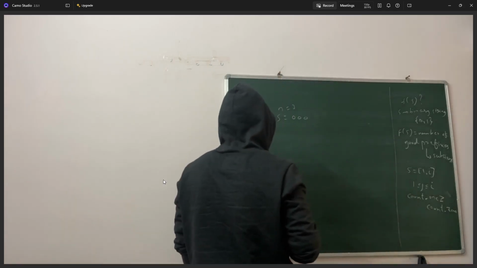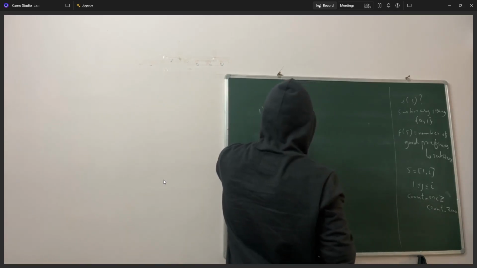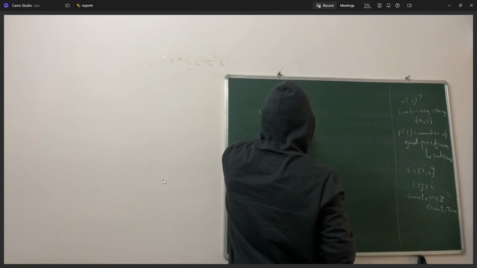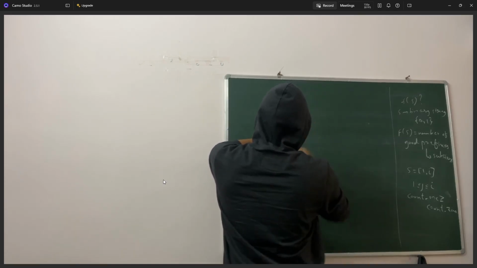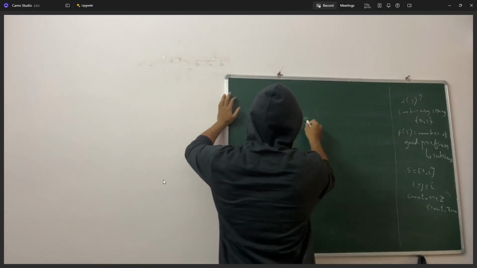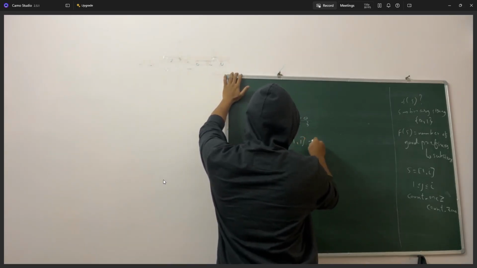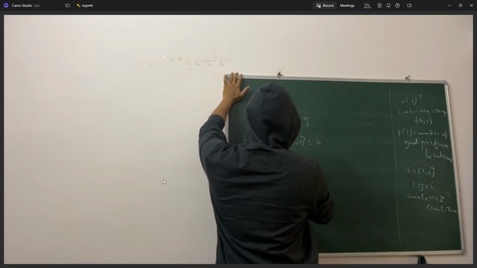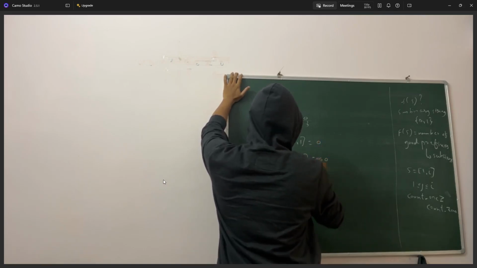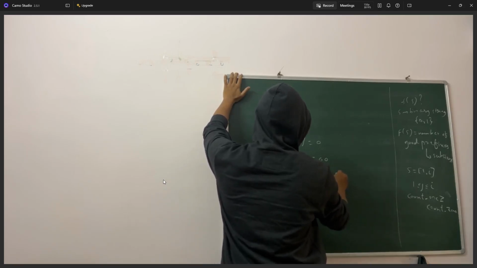So let's try to find the substrings from 1. We can find a lot of substrings. This is also a substring, but it is not starting from 1. It's 1-based indexing, so you should start from 1. So s of 1 to 1 is 0, s of 1 to 2 is 0 0, s of 1 to 3 is 0 0 0.